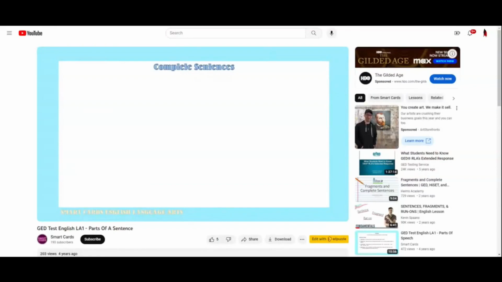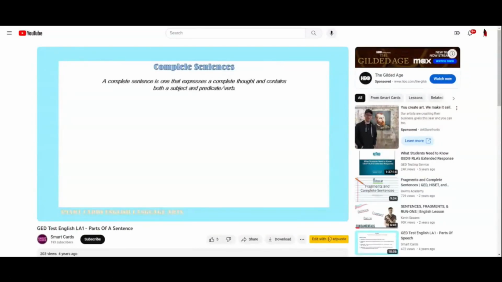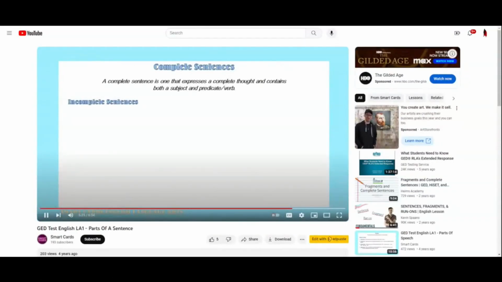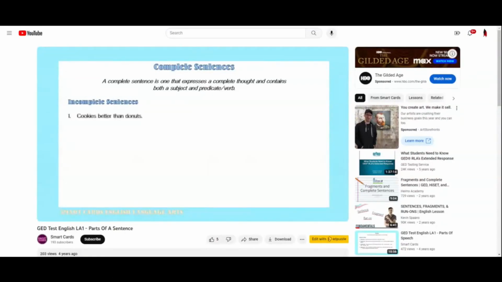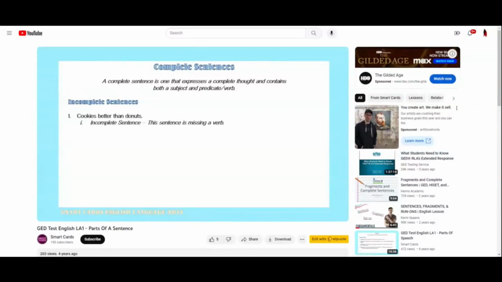And lastly, not only must the sentence be grammatically correct, but also complete. That is, containing both a subject and a verb and expressing a complete thought. Let's look at some examples of incomplete sentences. Cookies better than donuts. This sentence is incomplete because it's missing a verb. Let's complete this sentence. Cookies are better than donuts. Are is the linking verb in this sentence.